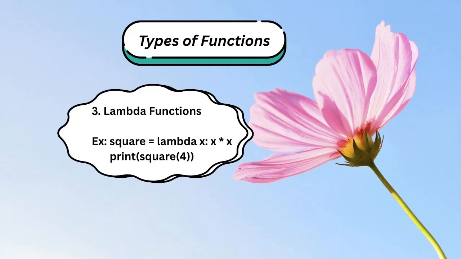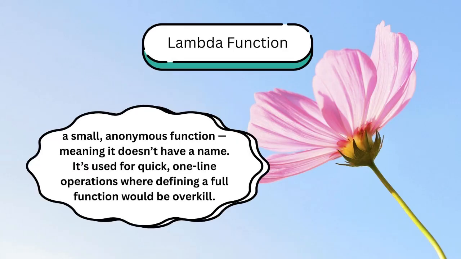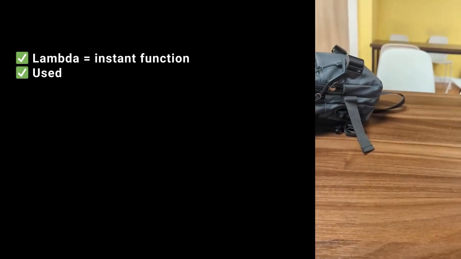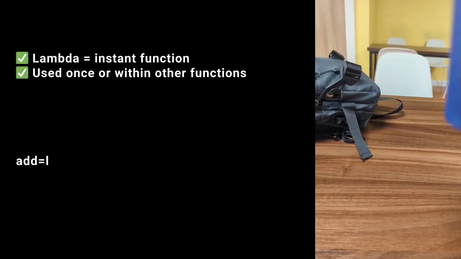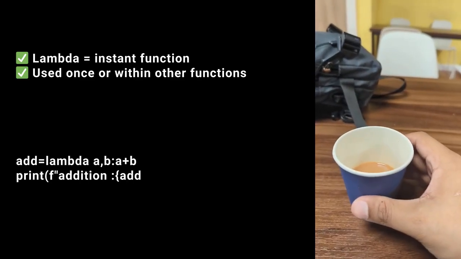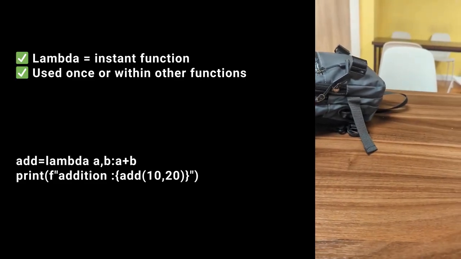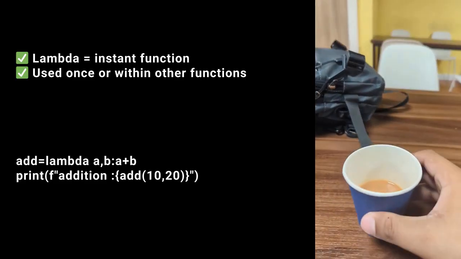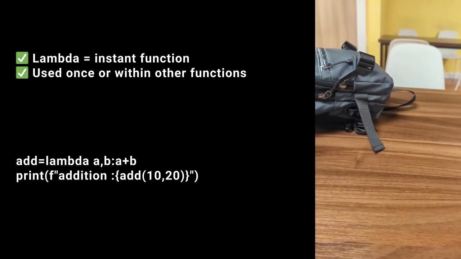Third one is lambda function. A lambda function is a small anonymous function, meaning it doesn't have a name. It is used for quick one-line operations where defining a full function would be overkill. Think of a one-time use coffee cup. You don't keep it, just use it and throw it. Lambda function is an instant function, used once or within other functions. We'll discuss more about lambda functions in the next video.